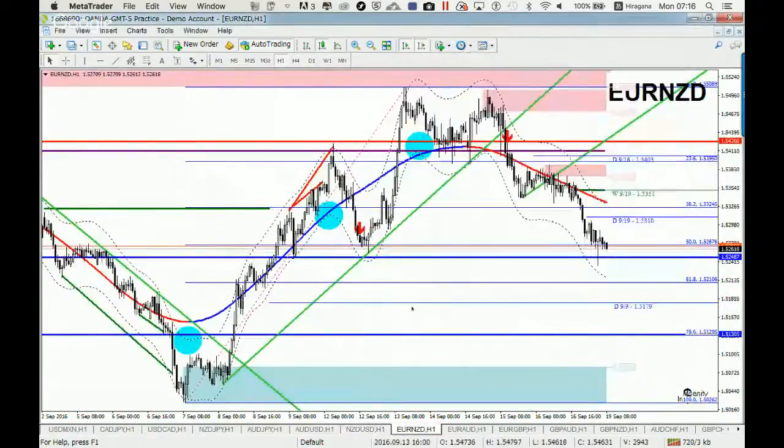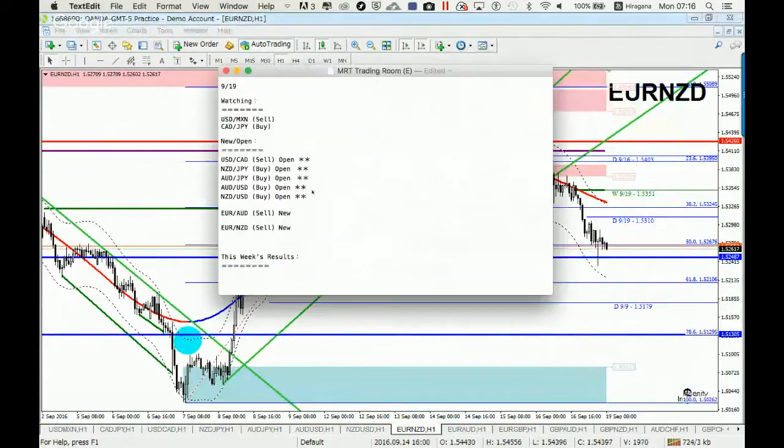So Euro Newsy, this has moved along very well. I believe I had this, yeah, this opened up, so this is now open. I did send a signal on this. This is a signal trade officially.